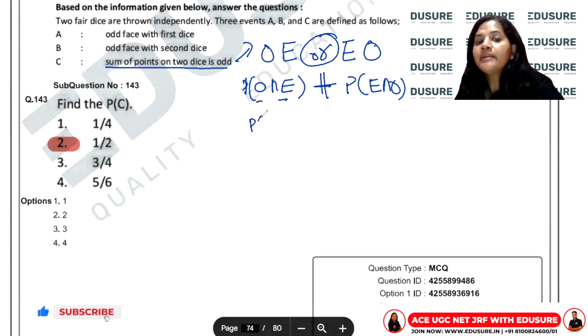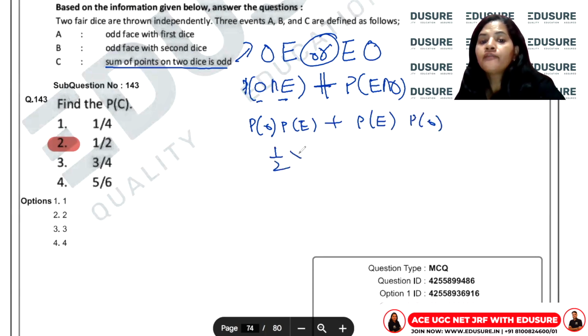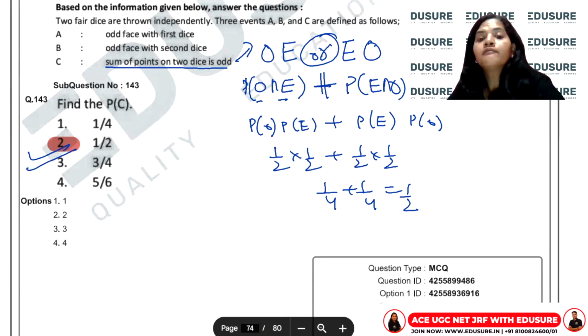Now these events are independent. First die odd, second die even, plus probability of first die even, second die odd. So half into half plus half into half, which is 1 by 4 plus 1 by 4, which is 1 by 2. Again, based on fundamental theorem of multiplication, addition of OR cases and independent events.